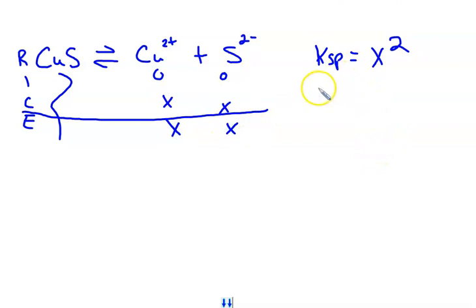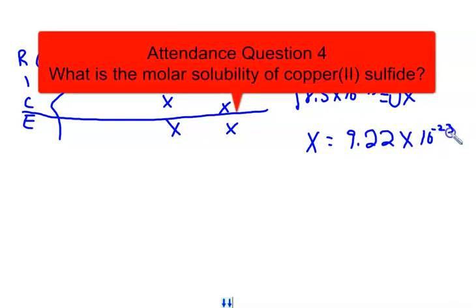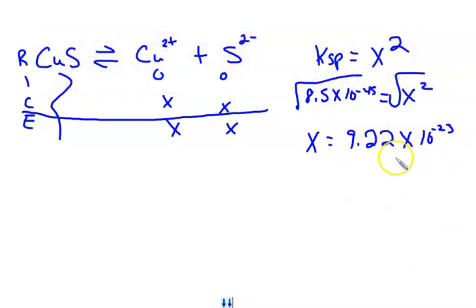So therefore we could simply put in the 8.5 times 10 to the -45th equals x squared, and you could take the square root of both sides. And for this one, I get a molar solubility, and again, I'm going to use 3 sig digs, 9.22 times 10 to the -23rd. I may fix the sig digs before I upload the worksheet to you guys. Alright, so there's that one's molar solubility. Let's look at the next one.